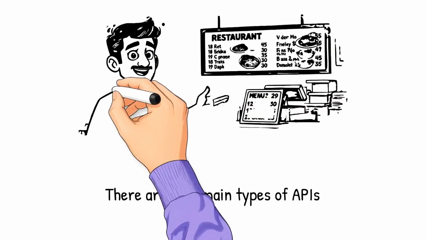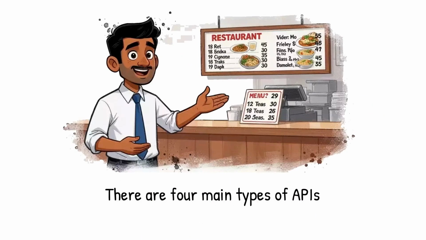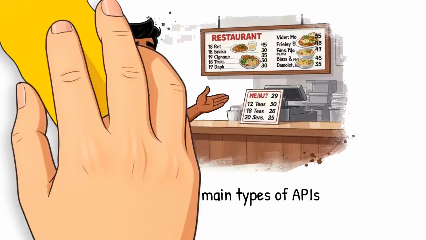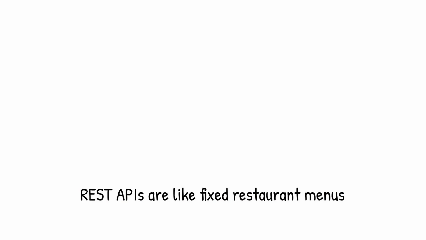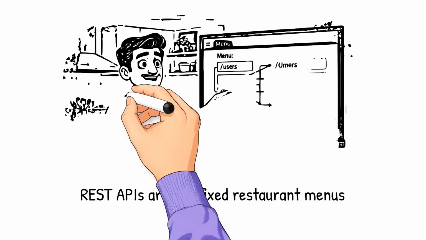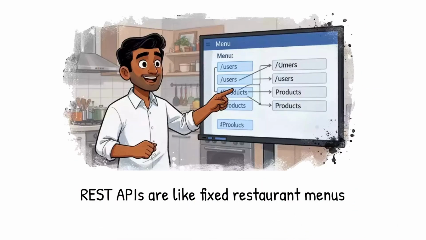Let's start with the most popular by far, REST. Imagine walking into a restaurant with a fixed menu. Item number 1, item number 2, item number 3. Each dish has its own spot, and you order by pointing to it. That's REST. Remember our endpoints from episode 4, like /users or /products? Those are exactly like menu items.